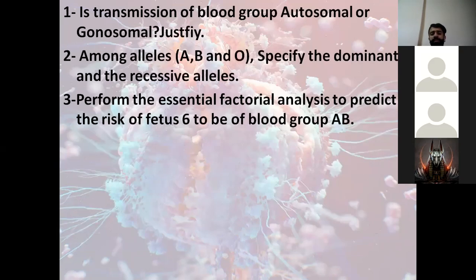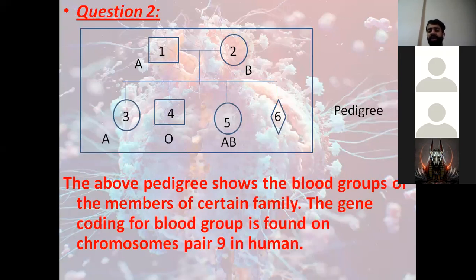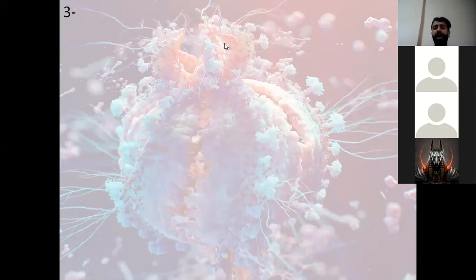Part 3, what do they want? They want to perform the factorial analysis to predict the risk of the fetus to be of blood group AB. Meaning the parents of the fetus, they are individuals 1 and 2. So let's start step by step. Factorial analysis: first, we have to start with the phenotype.